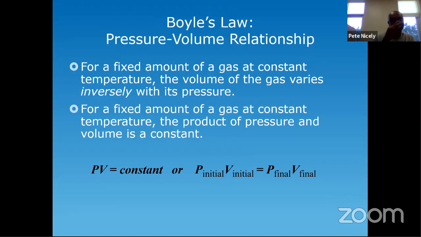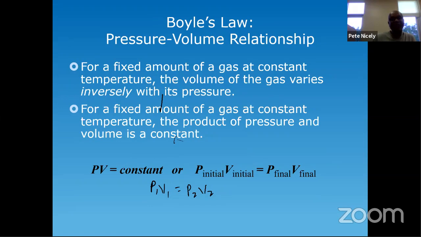The pressure times the volume is equal to a constant, or P initial times V initial is equal to P final times V final, or if you're like me, I would just simply express it as P1 V1 is equal to P2 V2, all right? So that's another way of expressing Boyle's law, right?